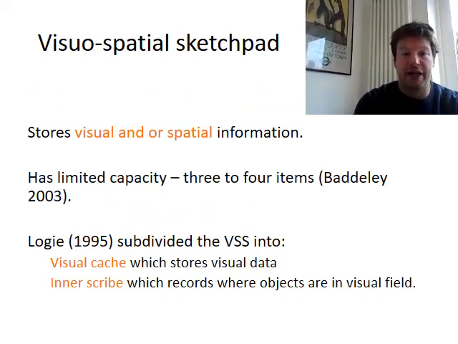Visual spatial sketchpad, or visuospatial sketchpad, fairly obvious. This is going to deal with your visual or spatial information. It has a limited capacity, 3 to 4 items. Logie 1995 subdivided the visual spatial sketchpad into the visual cache, which stores visual data, and the inner scribe, which records where objects are in an inner field.